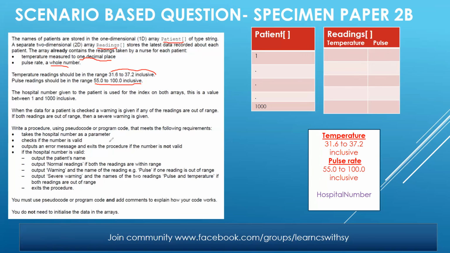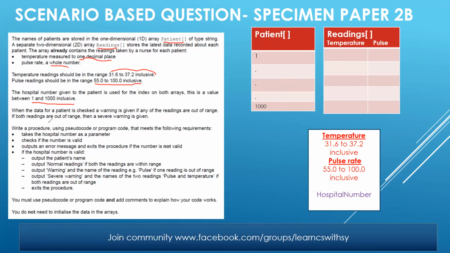May I proceed? Okay. The hospital number is given to a patient. The hospital number given to the patient is used for the index on both arrays. Now, this is your index, and this index is a value between 1 and 1000 inclusive. Just for the purpose of making you comprehend, I've written it like this. The patient's values are from 1 to 1000 inclusive. Now, let's move on to the actual requirement.